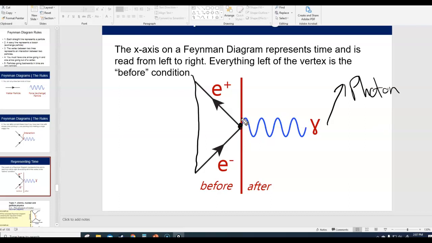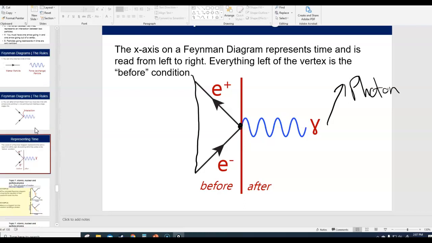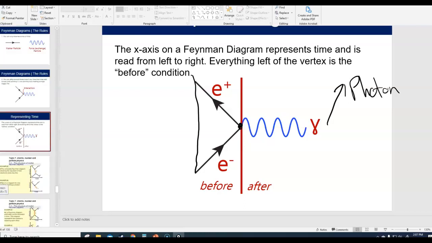Okay, so very simple Feynman diagram. Obviously, normally it would not be labeled. It would just have the arrows on the squiggly line, but this is the Feynman diagram for annihilation. Okay, so going on, I want to look at some more examples of Feynman diagrams.